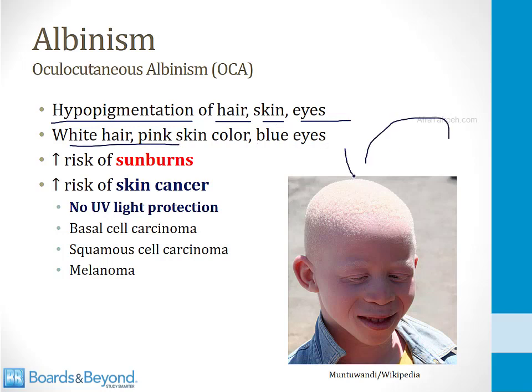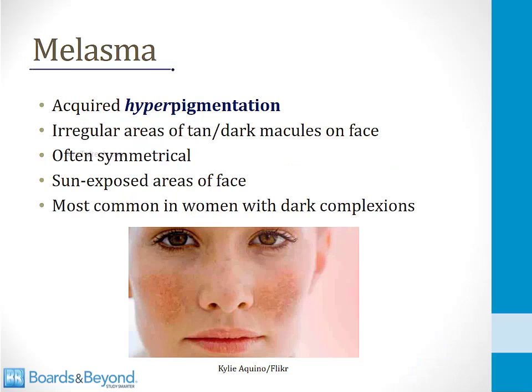This is a picture of a boy with albinism on the screen here. In addition, because one of melanin's roles is to protect from ultraviolet damage to the skin, these children have an increased risk of sunburn. They tend to sunburn very easily, and they have a higher risk of skin cancer because they don't have the normal UV light protection. So all forms of skin cancer, basal cell carcinoma, squamous cell, and melanoma are found at higher rates among people with albinism.